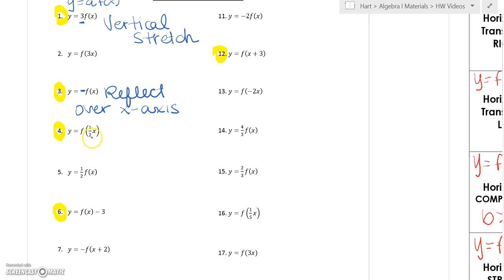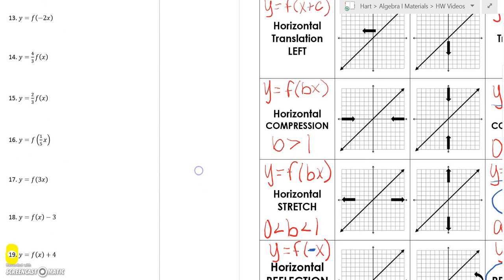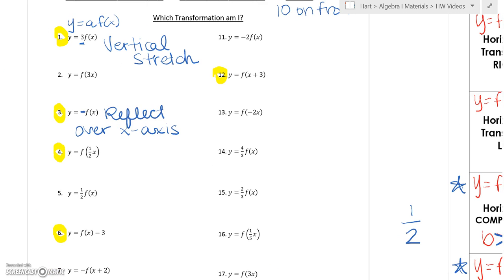Okay, now this one, we have a number next to x, but it's inside the parentheses. So that looks like these. So since it's 1/2, that's not greater than 1, so it can't be a compression, but it is between 0 and 1. So that means it's a horizontal stretch.